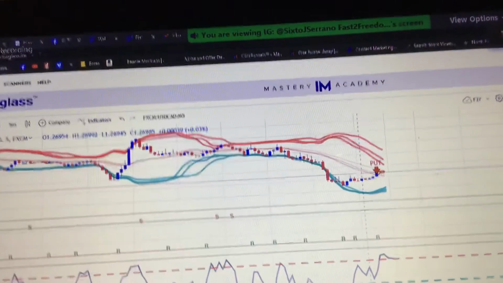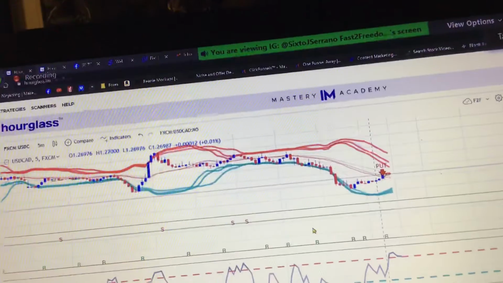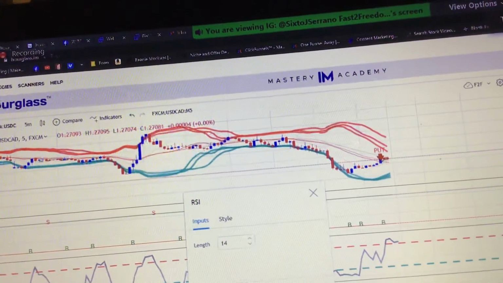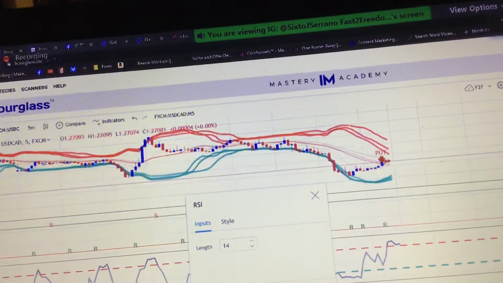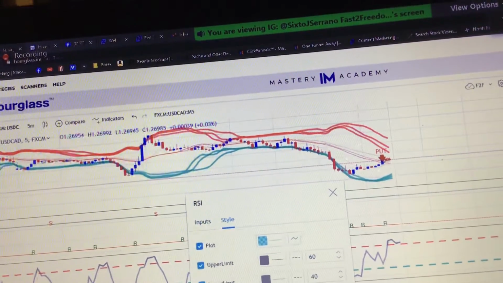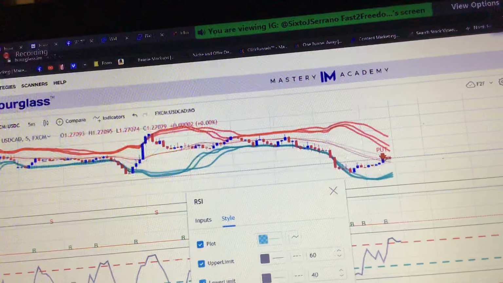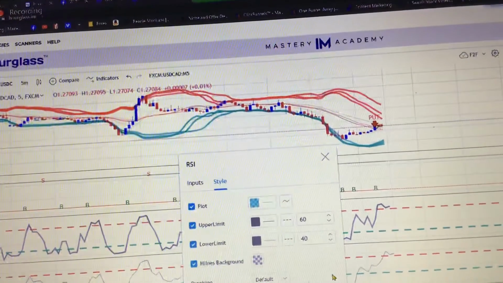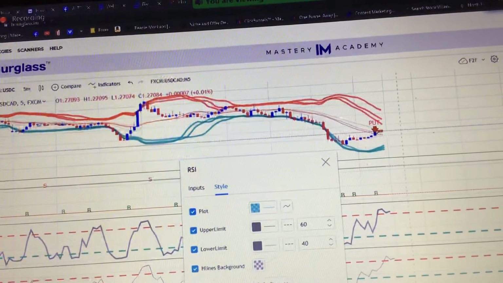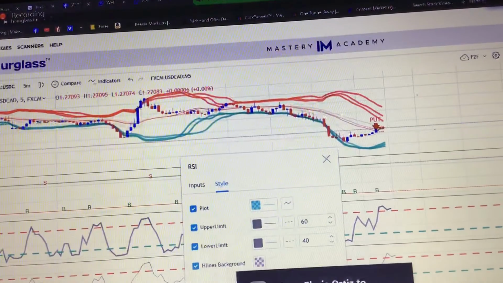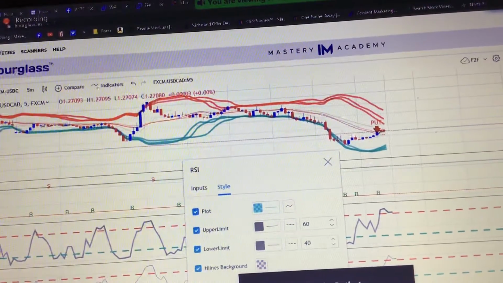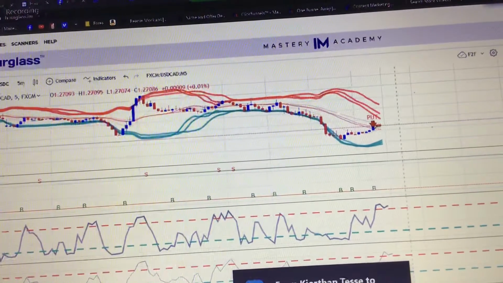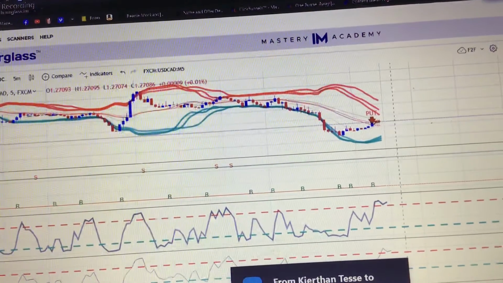If you double click it, you can change the setting. Your upper limit is 60, your lower limit is 40. This is the sweet spot for the RSI. If you guys have been trading this way, type some 3s in the chat. I've been using the 60-40 RSI, and that has helped you tremendously. Give me some 3s in the chat. The 60-40, that's the sweet spot.